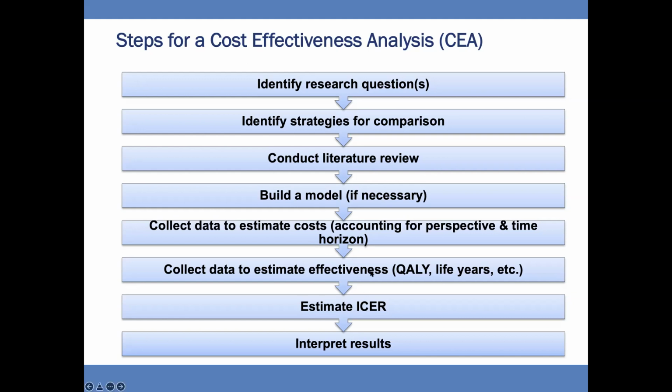Okay, and then you need to see what has been done in the literature about your intervention. Maybe it's already been done, so you just need to review the literature instead of doing something new from scratch. Then you need to build a model. This is outside the scope of today's introduction, but most of the time you need to build an economic model. And then you need to collect the data to estimate the cost. Of course, when you do the cost, you need to specify what perspective you're using, what the time horizon is, right? And you need to collect the data on the effectiveness. And then you plug the cost and effectiveness into the ICER, okay?